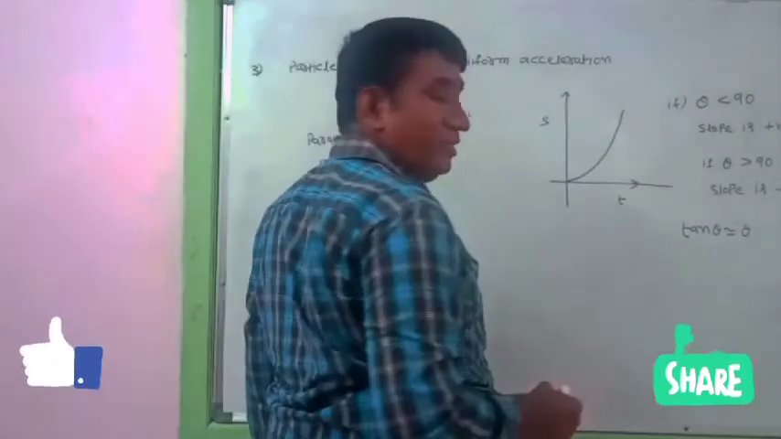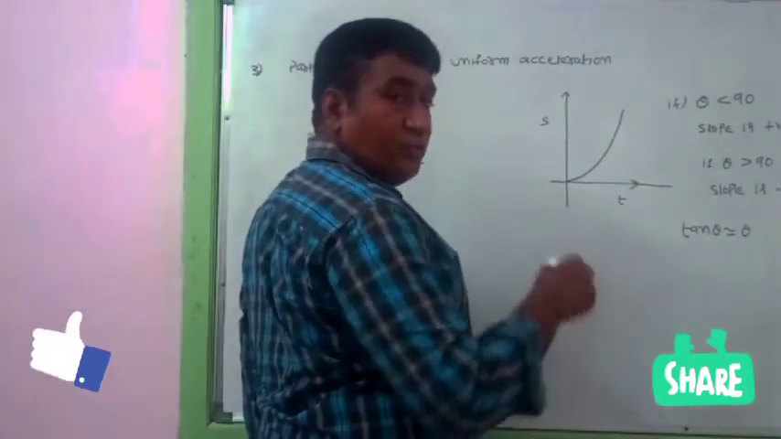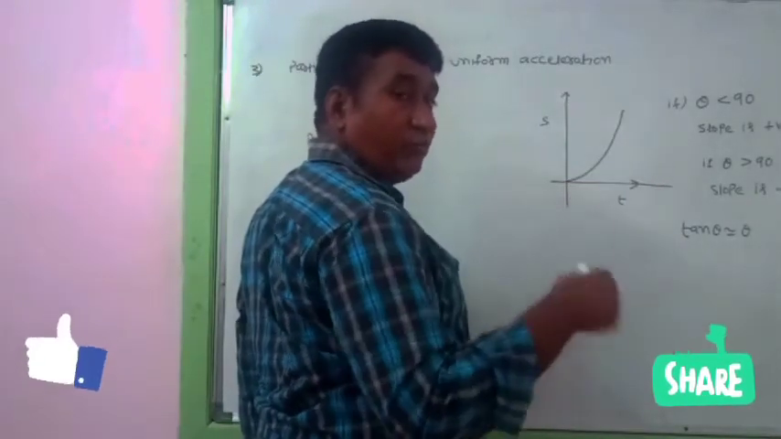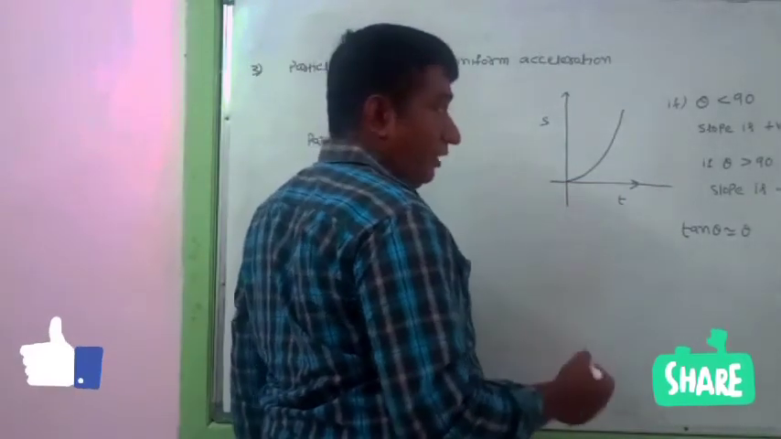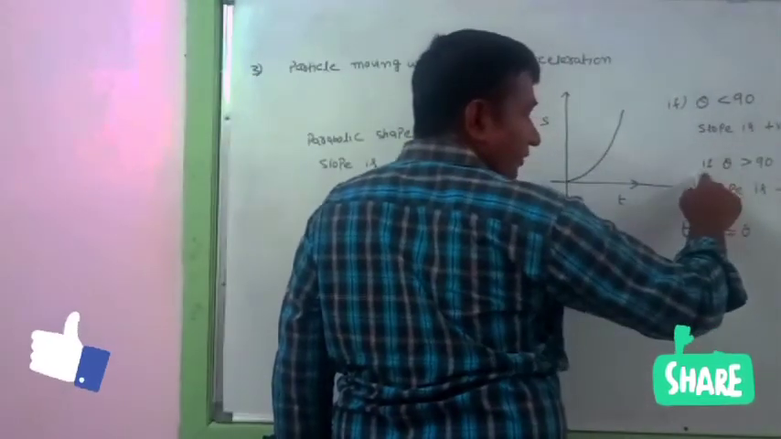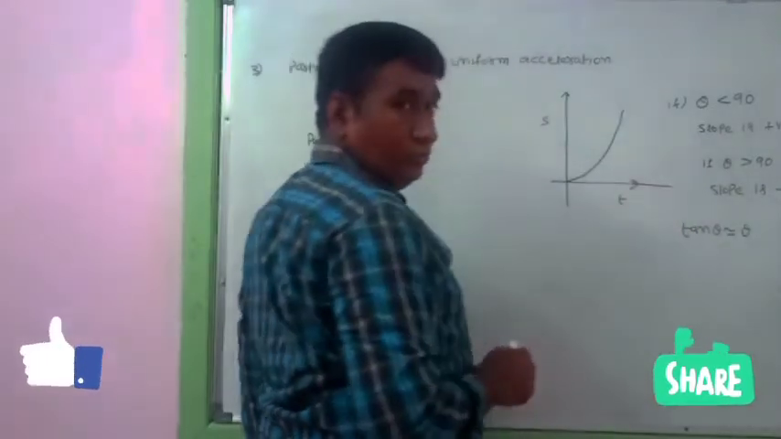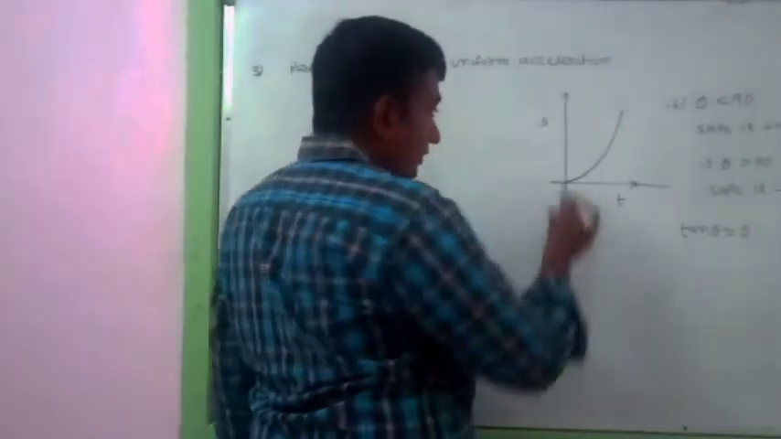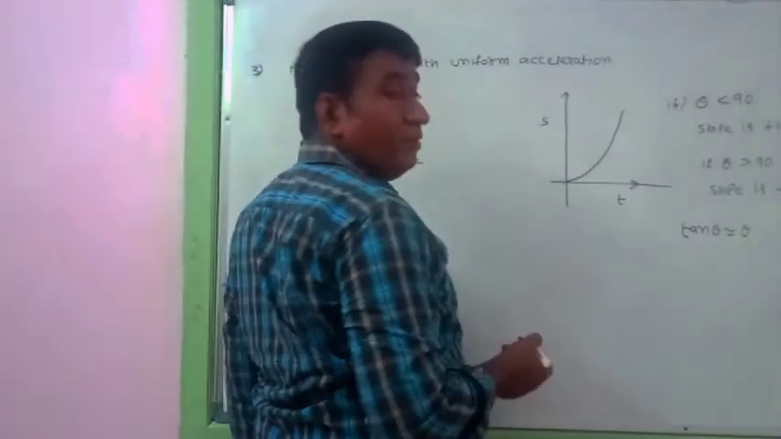So in such a case, from 0 to 90 it will be positive. Then after that we are going to get it as negative. So based on that, if theta is less than 90, slope is positive. If theta is greater than 90, slope is negative. In this case, slope is nothing but velocity.